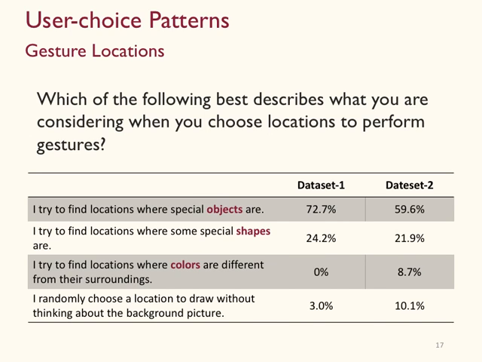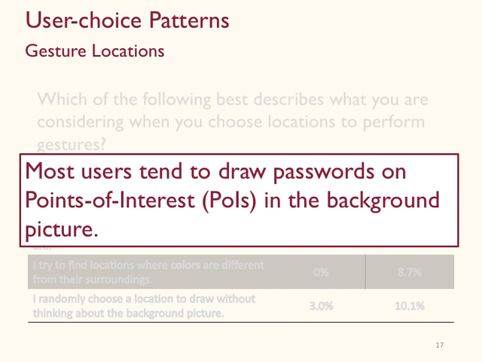In data set 2, we got similar results. So this explains that most users tend to draw their password on some point of interest in the background picture. So the user-chosen password will not be uniformly distributed in the password space. Even though the password space is huge, it doesn't mean it is necessarily secure.